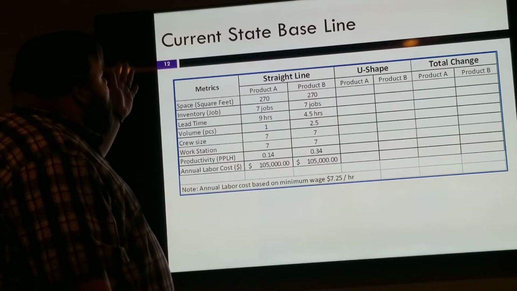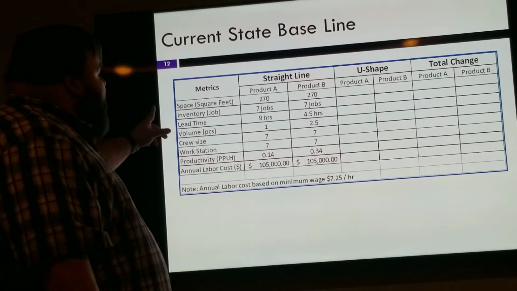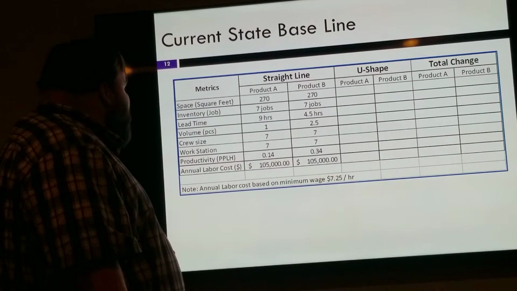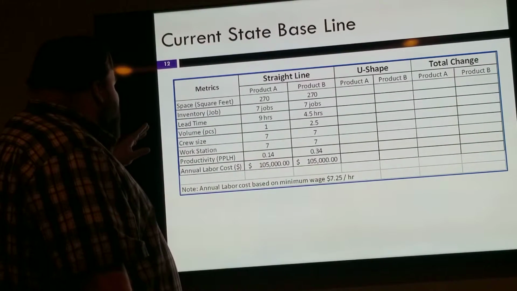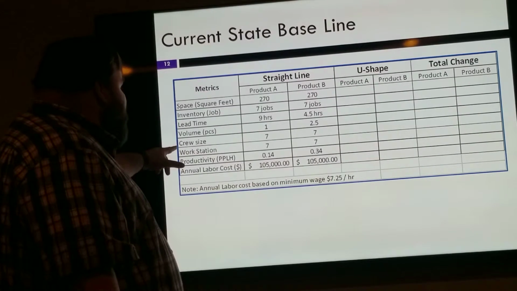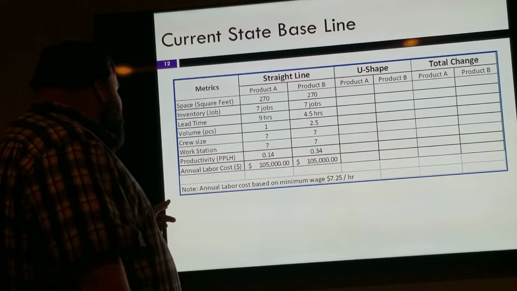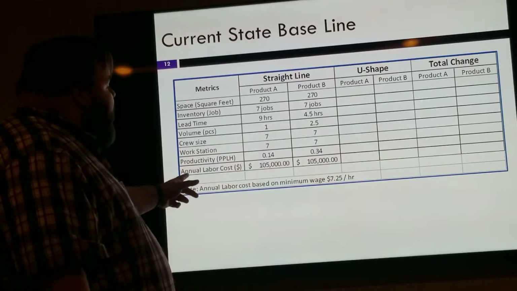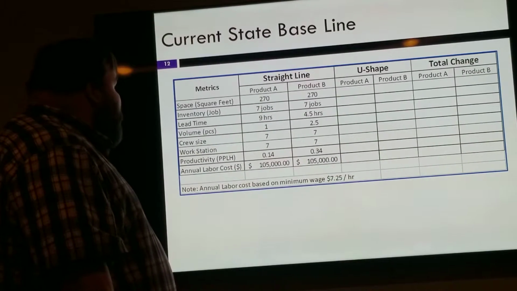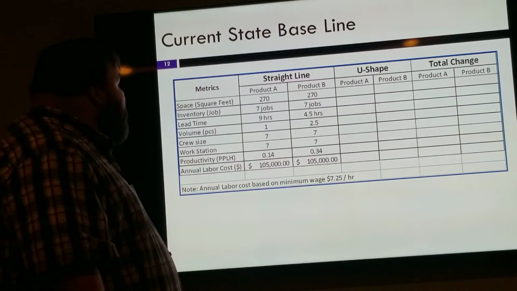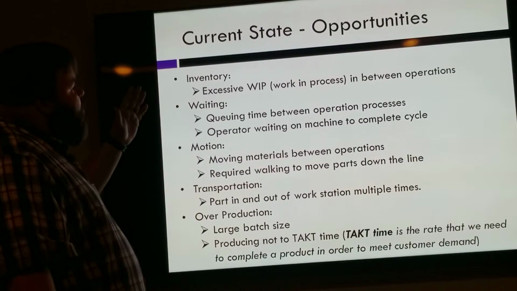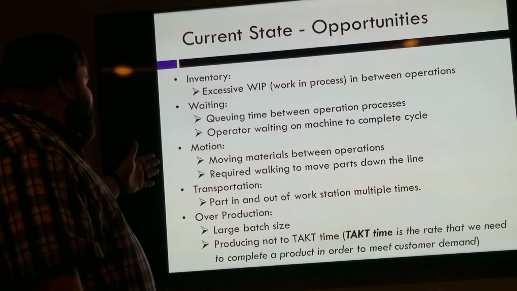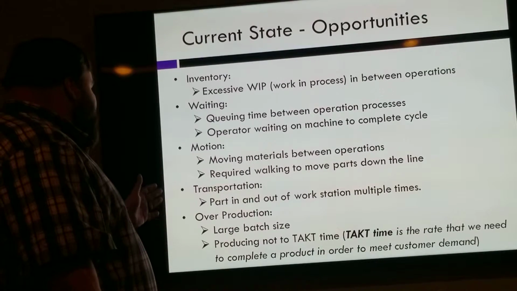So our current state baseline shows that in the outline, it takes up 270 square feet for the product line. And the crew station has 7 workers. There are also 7 workstations. So at an annual labor cost of $7.25 per hour, both product A and product B have a total yearly cost of $105,000. So these are some opportunities we can have by going to a U-shaped cellular layout: inventory, waiting, motion, transportation, and overall production.